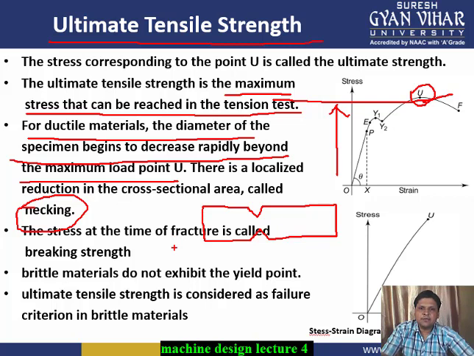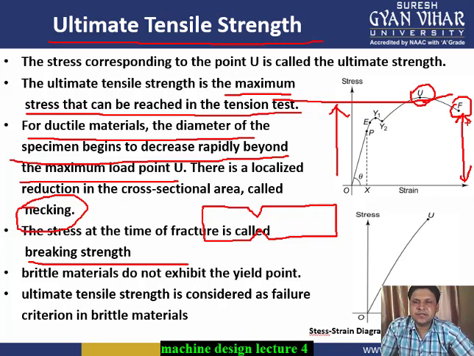The stress at the time of fracture is known as breaking strength. The stress at this final point is known as the breaking strength. This is at the point F, where the material gets broken into two pieces. So the strength at that time is known as breaking strength.